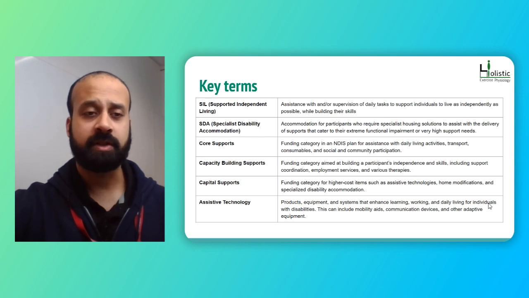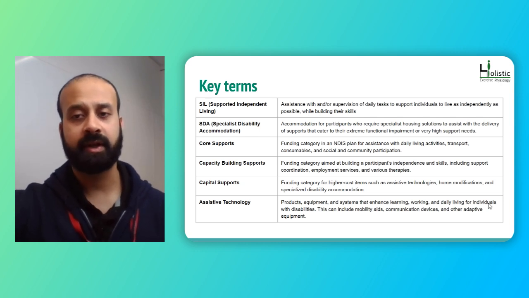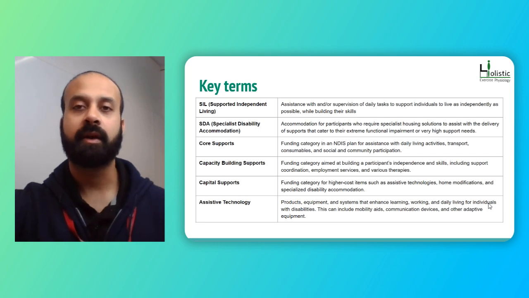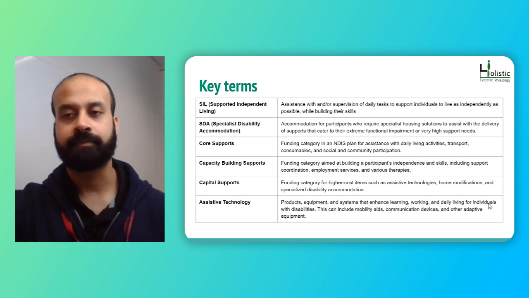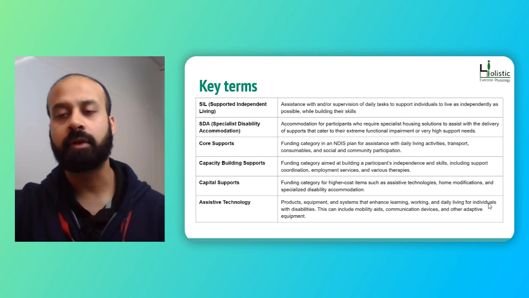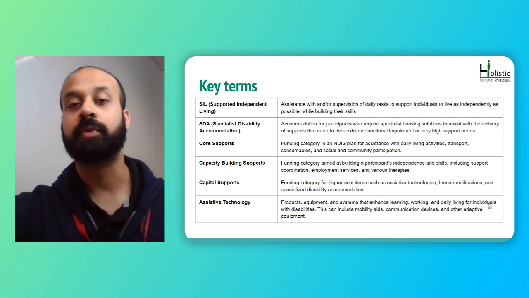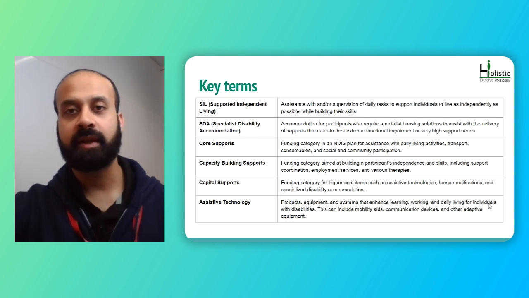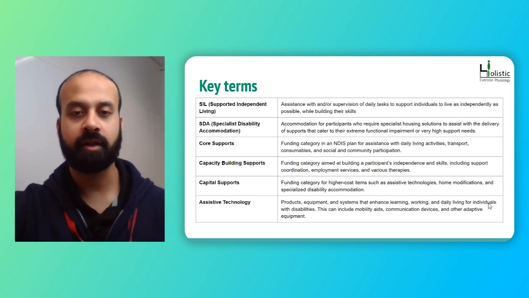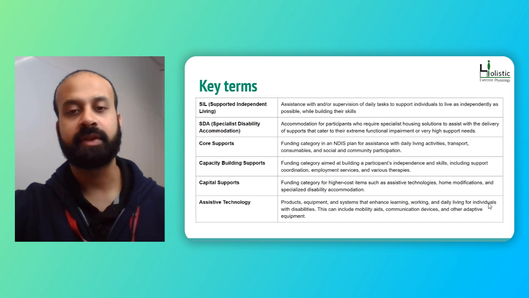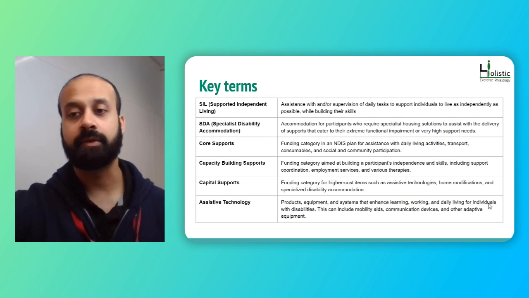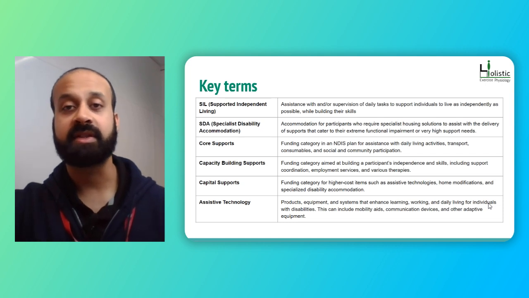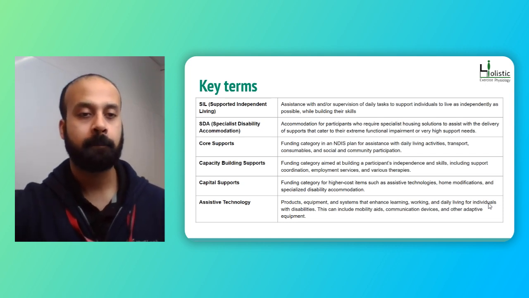Core supports here, so I'm just explaining those terms we covered earlier. Funding categories in the NDIS for assistance with daily living activities. So it could include things like transport and also consumables as well. Capacity building, as I said earlier, this is really the crux for us as allied health professionals. It's aimed at building the participants' independence skills, including support coordination, etc., and also various therapies. That's the key term there.